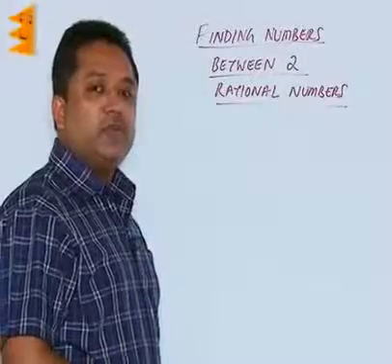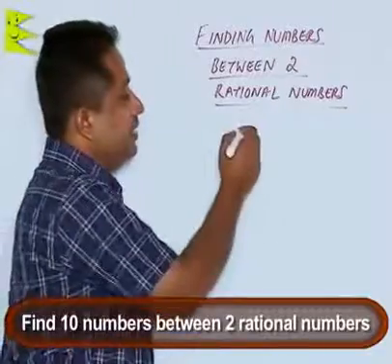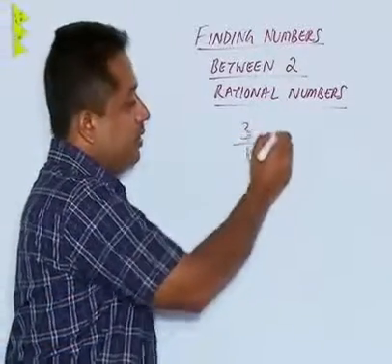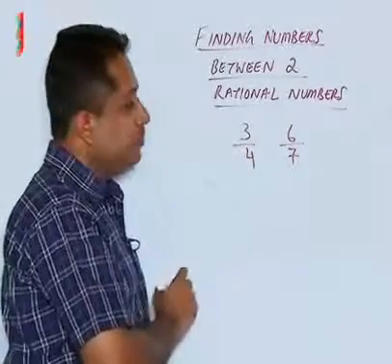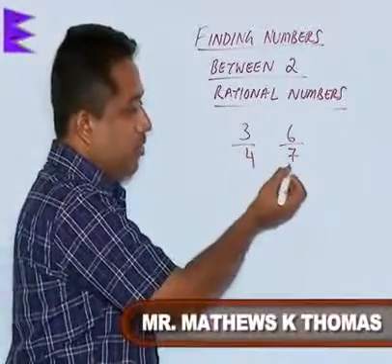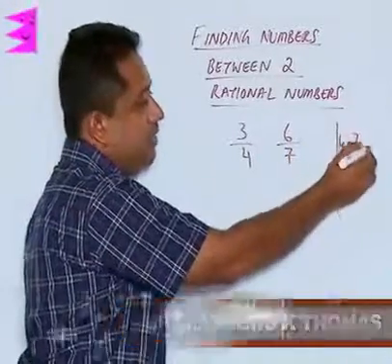Now let's take a question where we have to find 10 numbers between two rational numbers. See the example here, 3 by 4 and 6 by 7, and we have to find 10 numbers between them. So what are we going to do? We are going to take the LCM of 4 and 7. So look at the LCM method.